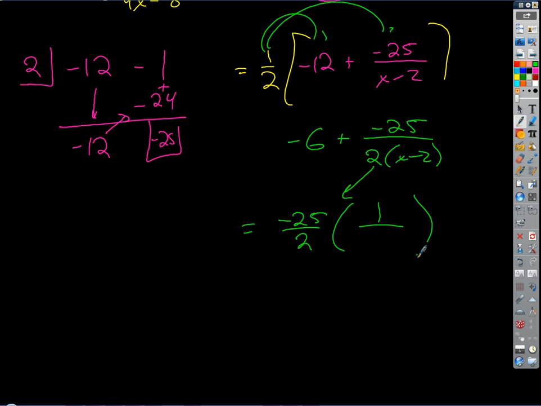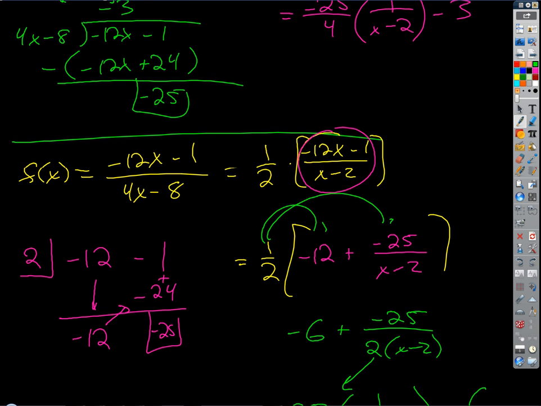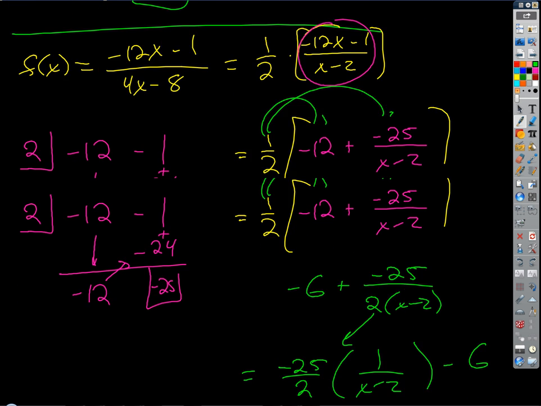What do we get on the top? Joe, what's on the top? Oh, I guess I already just told you. It's a 1, isn't it? I forgot I wrote that. Because we're just going to take the numerator out and put a 1 there. What's on the bottom? If I undistribute the 2, what's left on the bottom? x minus 2. And then I've got my minus 6.